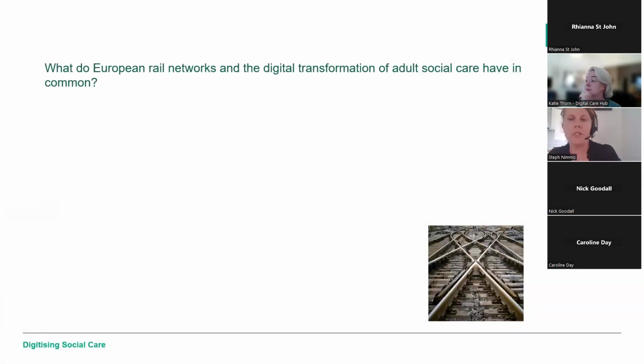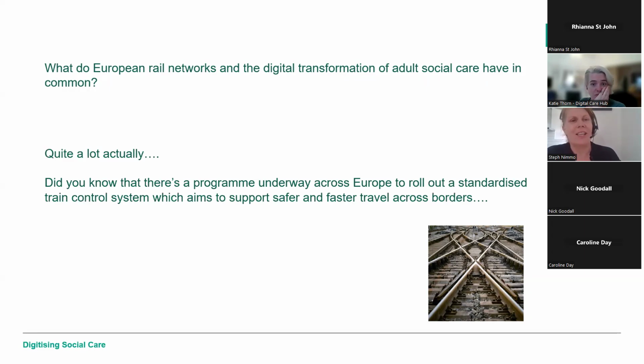So I wanted to start off with a bit of a metaphor. Rather than leaping into some of the technical stuff, what do European rail networks and the digital transformation of adult social care have in common? If you press on the return button, whoever's managing the slides, there we are. Quite a lot.